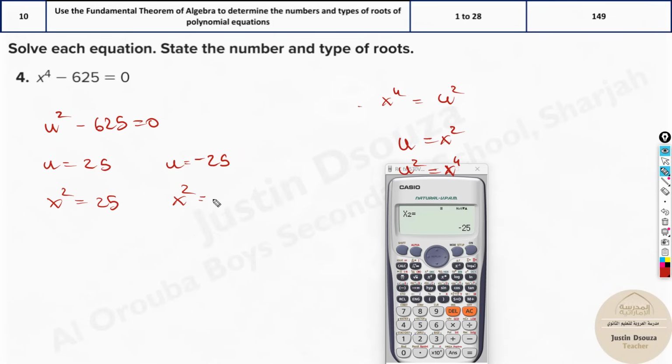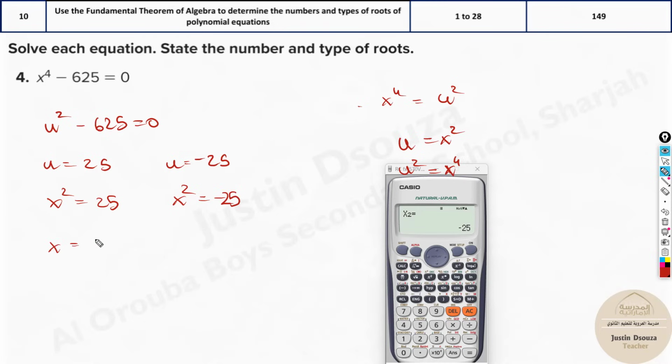X squared is equal to minus 25. Now, I don't need to use the calculator. If you want, you can do it. Again, move this to the other side and this to the other side, it becomes a quadratic, x squared plus 25. Here, just take the square root on both sides.